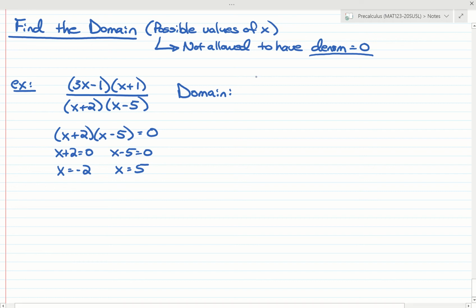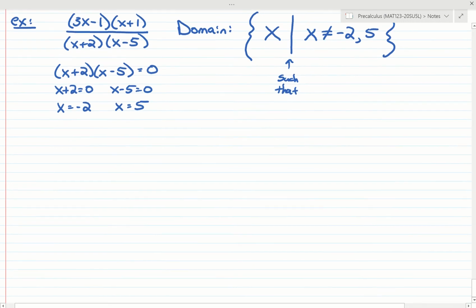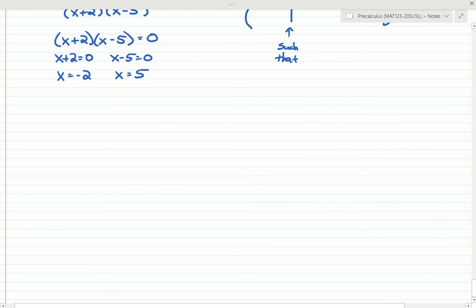So when we're stating the domain, we state the domain in set notation. Set notation has curly brackets, and we say that the domain would be any x value such that x does not equal negative 2 or 5. So it's a different kind of notation, but this symbol means such that. So if we were to read this, it would be x values such that x isn't equal to negative 2 or 5. So you make your denominator equal to 0, and you figure out what numbers make that happen and omit them from the domain.